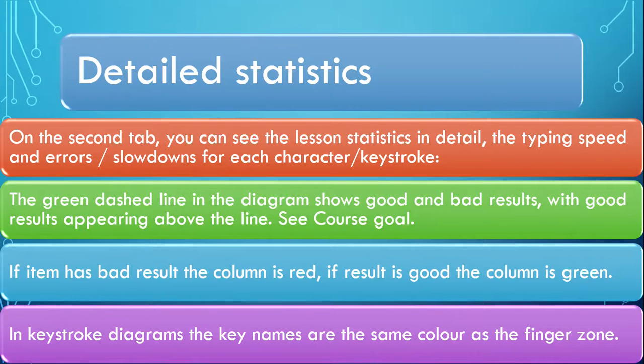On the second tab, you can see the lesson statistics in detail: the typing speed and error slowdown for each character and keystroke. The green dashed line in the diagram shows good and bad results, with a good result appearing above the line. See course goal. If an item has a bad result, the column is red. If the result is good, the column is green. In the keystroke diagram, the key names are the same color as the finger zone.